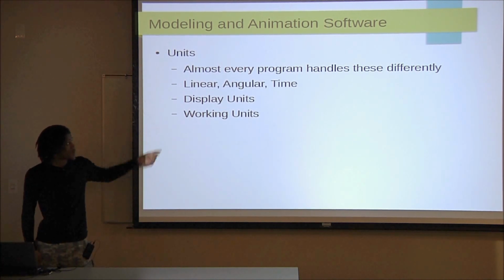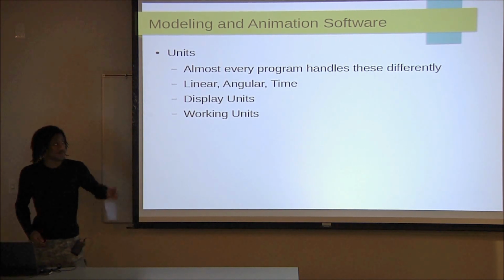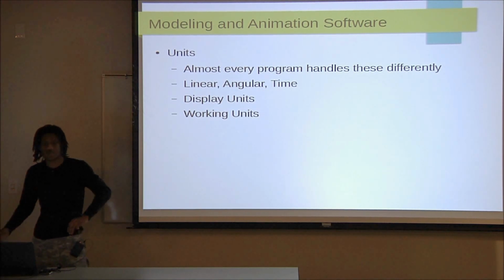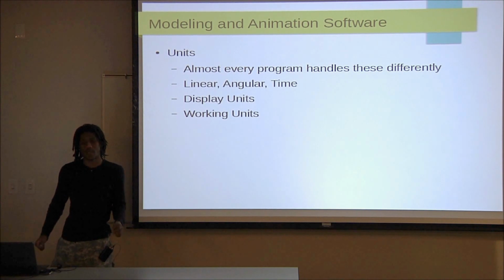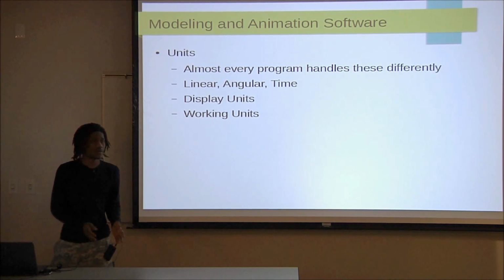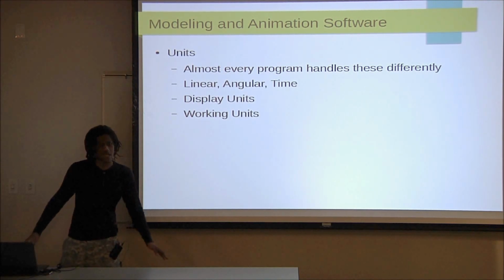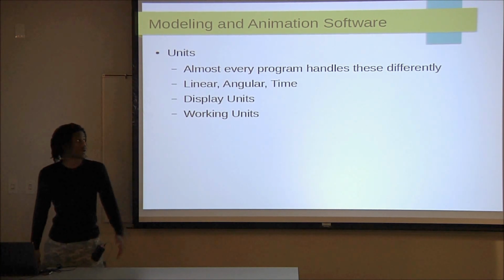Now, display units and working units. You may have taken care of this, and you sat down with the art team and the dev team and the designers and came up with a consistent process where you decided, okay, everything's going to be in meters. Direct3D and OpenGL default to meters, so model everything in meters, animate everything in meters, do everything in meters, right?